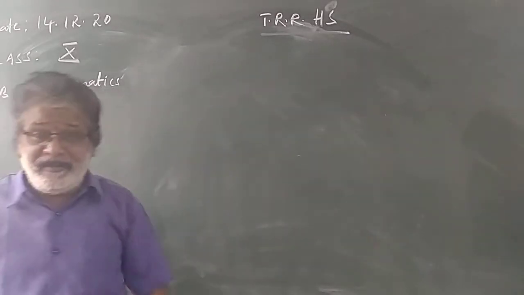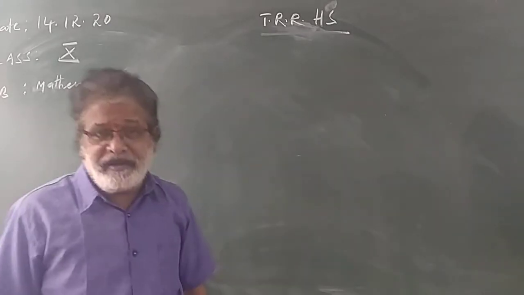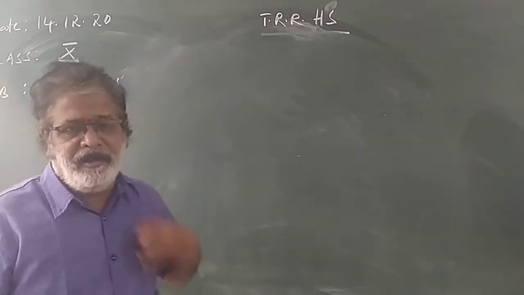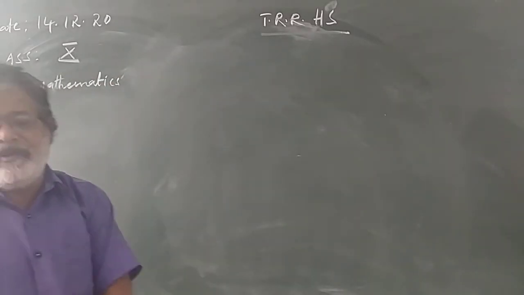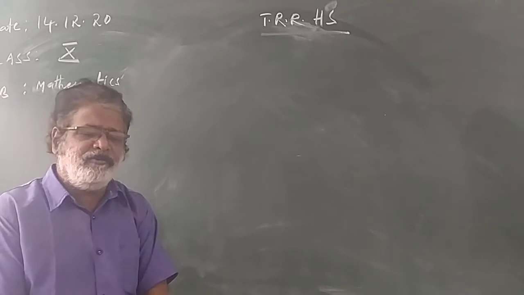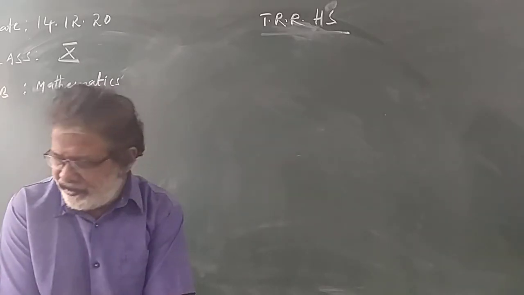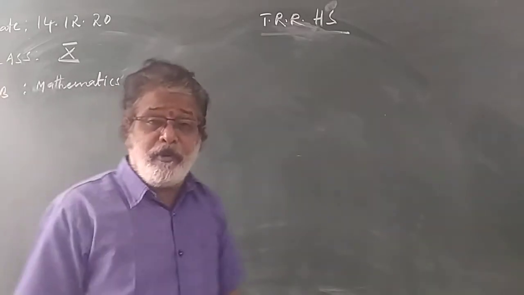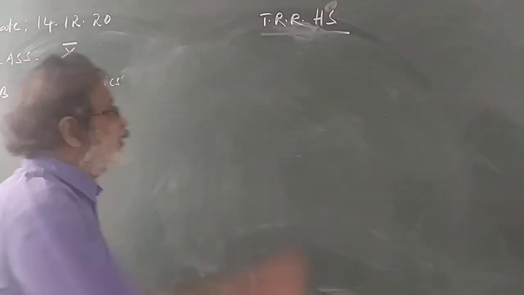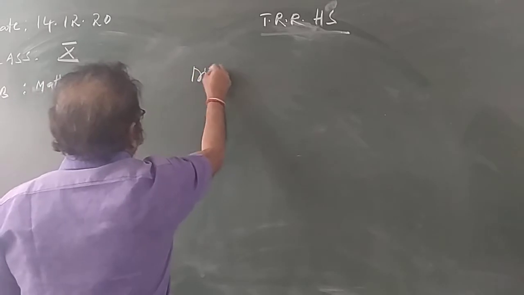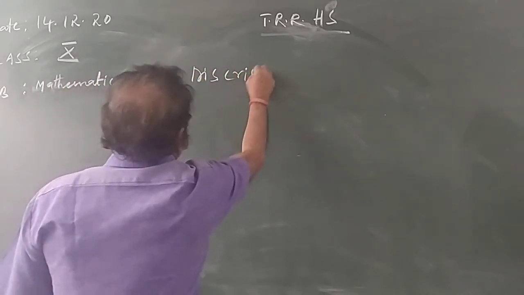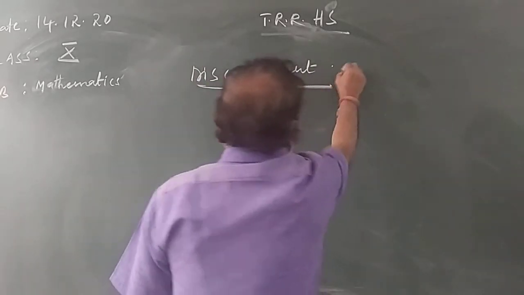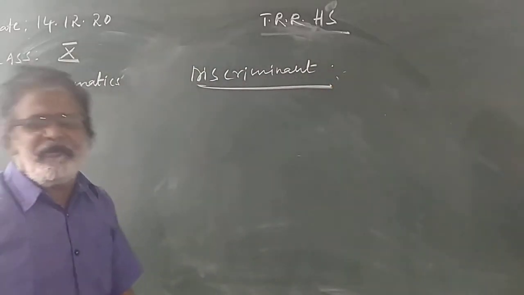In the earlier classes, I explained how to find the roots of the quadratic equation by the factorization method and the method of completing the square. These two methods we did in the last class. So today let us know about the discriminant. What is the discriminant of the quadratic equation?